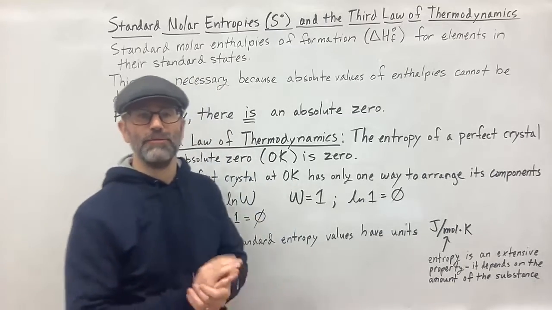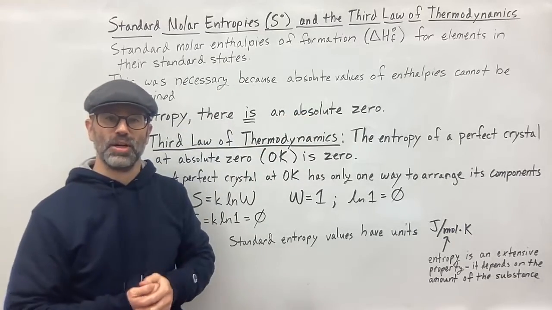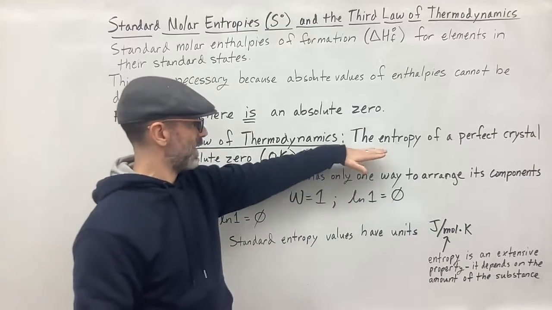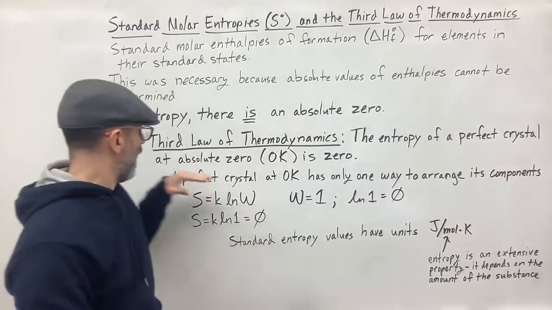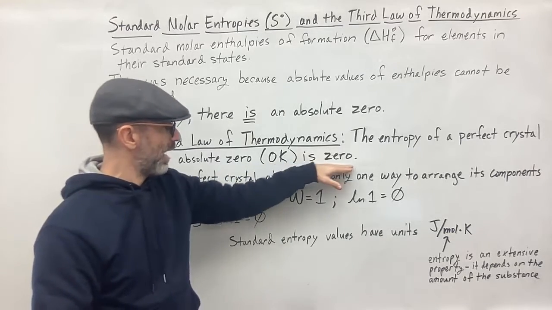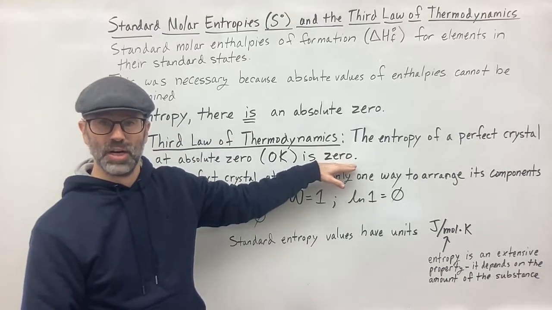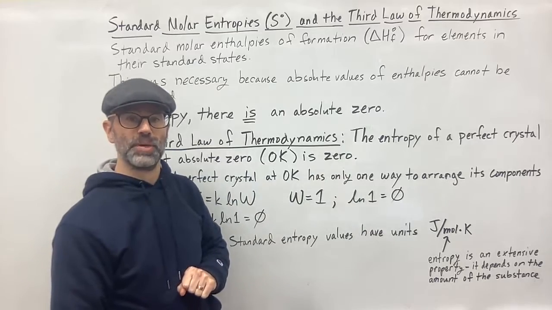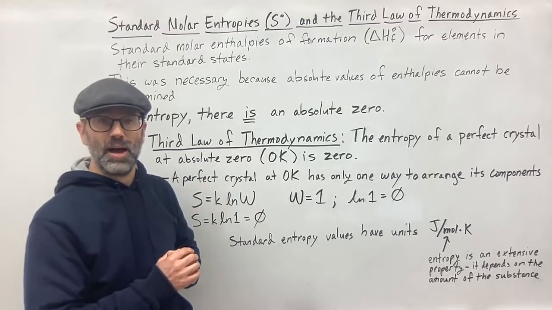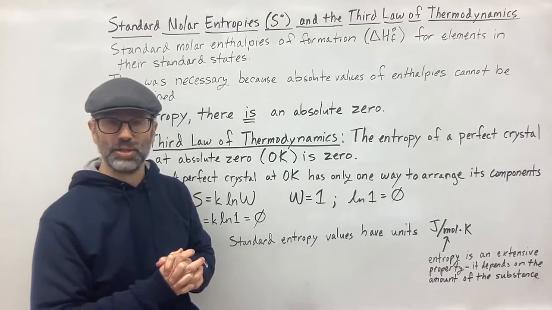However, we don't have to do that for entropy because there is an absolute value for entropy, and that's given to us in the third law of thermodynamics. The third law says that the entropy of a perfect crystal at absolute zero, which is 0 Kelvin, is zero. So that is what the zero entropy level is going to be. So we do have an absolute value of molar entropies, and using that, we can base the entropy of other substances on the perfect crystal at 0 Kelvin.